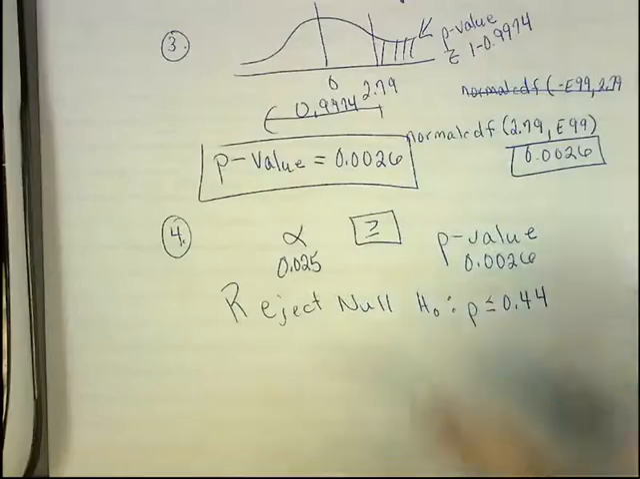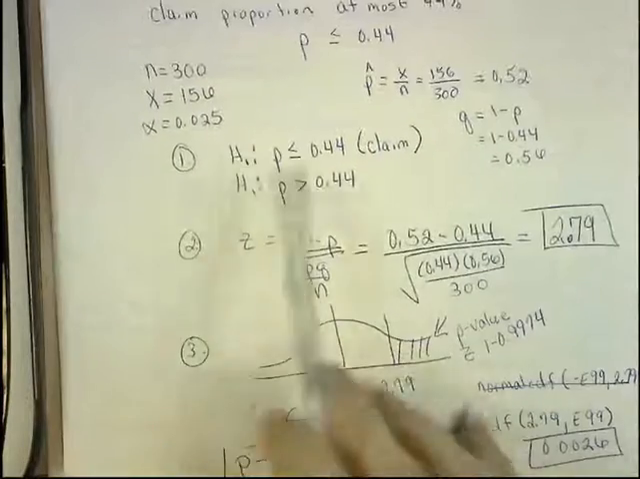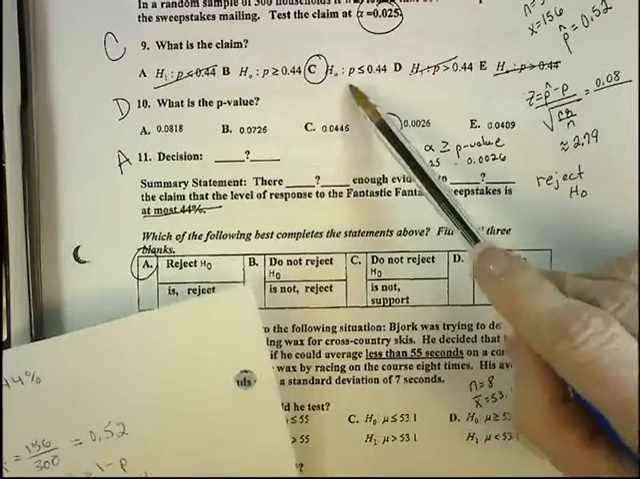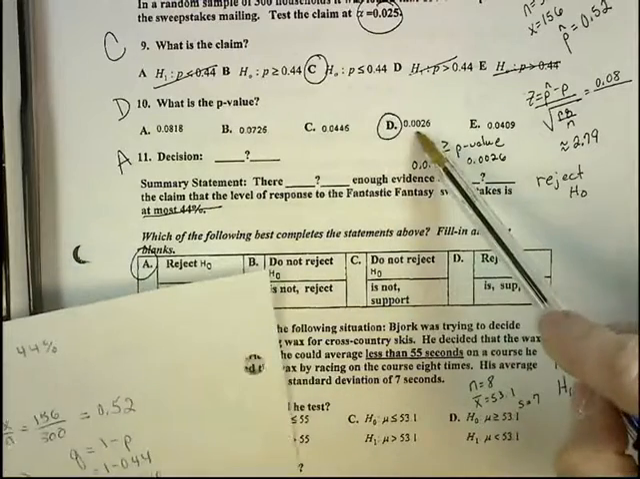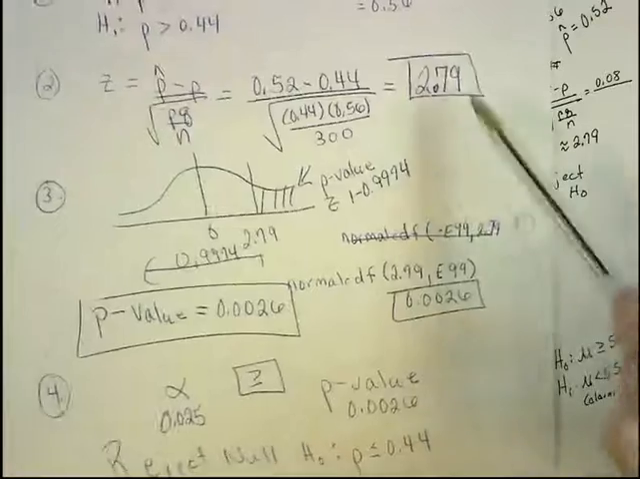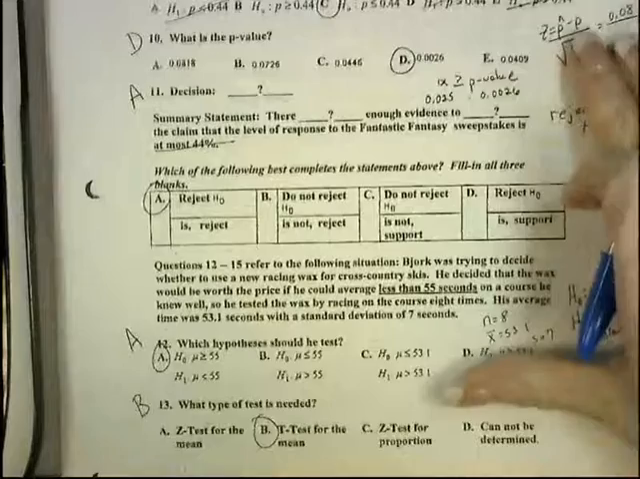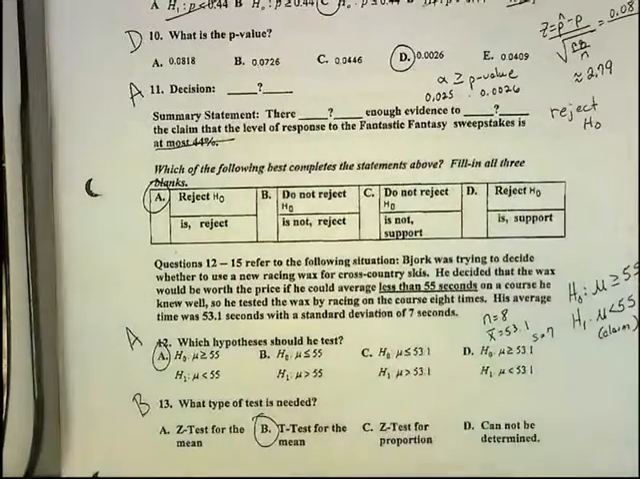Let's answer these questions on the worksheet. First question was, what was the claim? And we got that here. It's the null. P is less than or equal to 0.44. So it's answer C. What is the p-value? The answer is D. We found that by our test statistic, we found our p-value. What's the decision? Reject the null. There is enough evidence to reject the claim that the level of response to the Fantastic Fantasy Sweepstakes is at most 44%. So the answer is A.